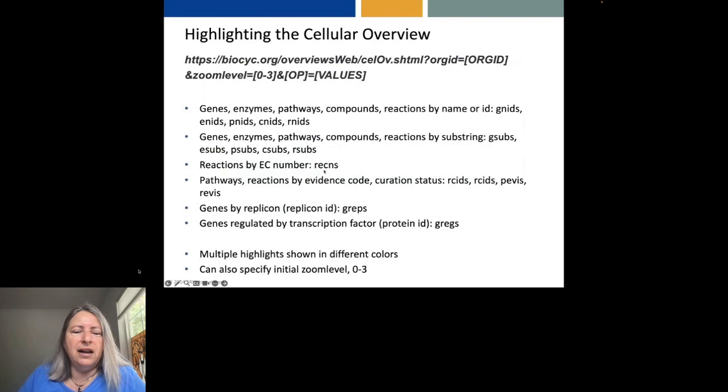You can highlight reactions by EC number. You can highlight pathways or reactions by evidence code or curation status. You can highlight genes based on the replicon that they are on. Not relevant to E. coli.